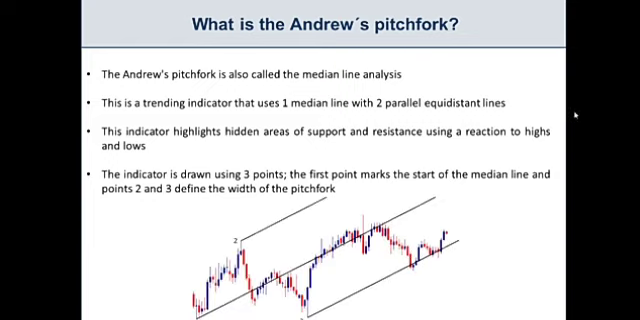And here's an example of how it looks in your chart. As you can see here, we have picked this low as point number 1, this high as point number 2, and this low as point number 3, and the indicator is drawn in our charts. And as you can see, price is trading alongside the median line, and the equidistant line is acting as support.